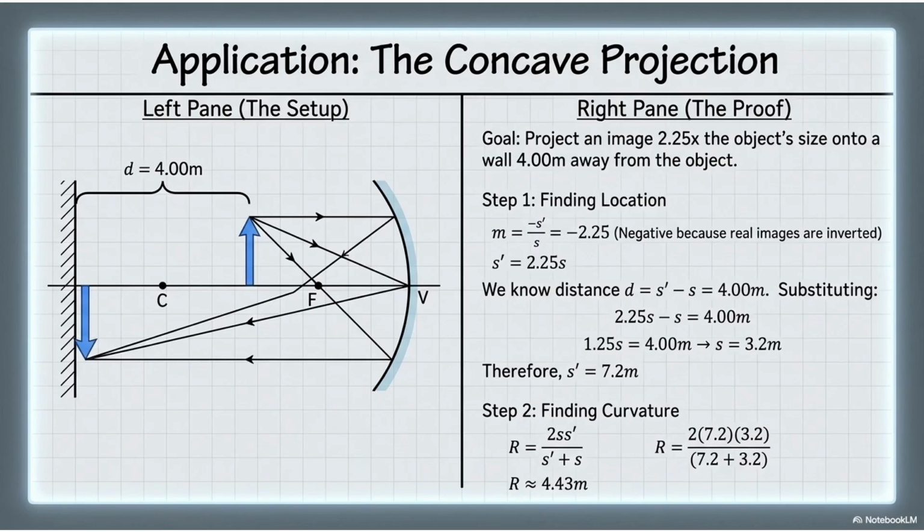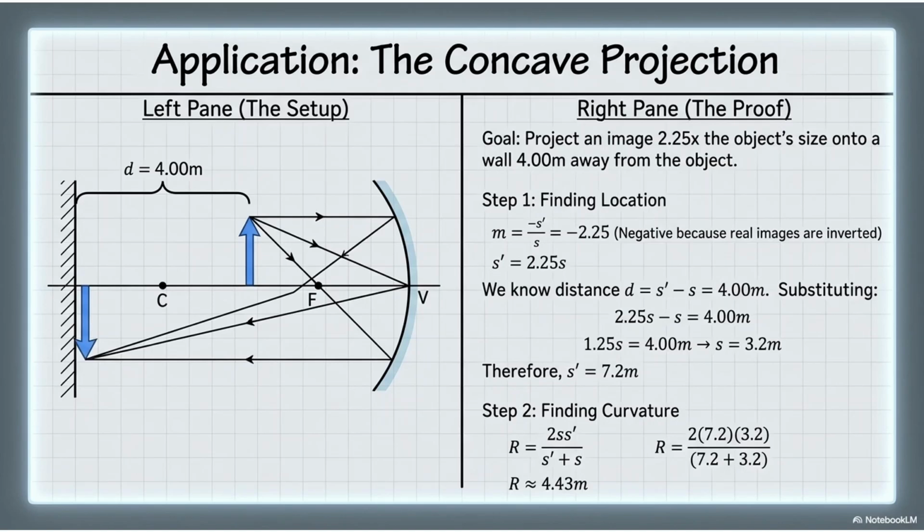Okay, transitioning to slide 5. Now we're looking at a concave projection. The goal in this slide is to project an image that is 2.25 times the object size onto a wall that is 4 meters away. Right, so we want a real image here. Yes, and since real images are always inverted, the magnification is negative 2.25. The distance between the image and the object is 4 meters.